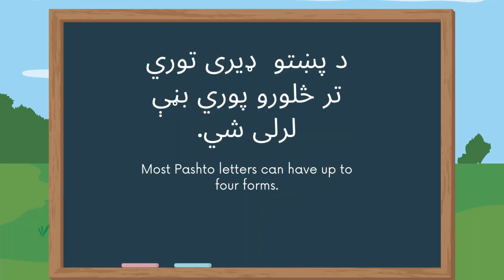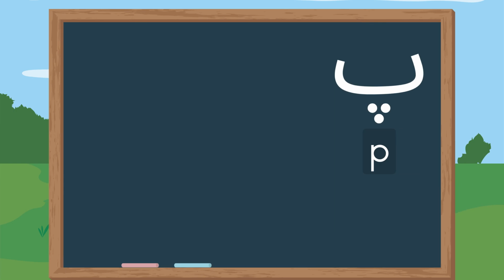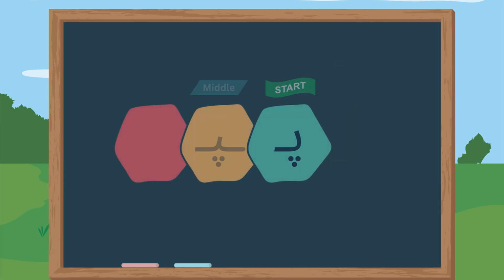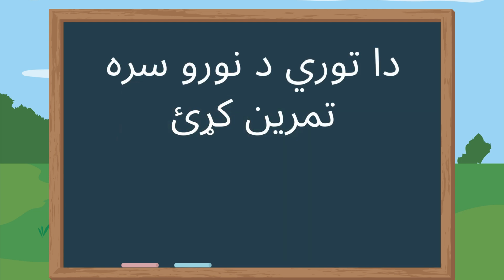To recap, each letter in the Pashto alphabet can have up to 4 forms or shapes: isolated, initial, middle, and final. Now please practice these with others, and thank you for watching.